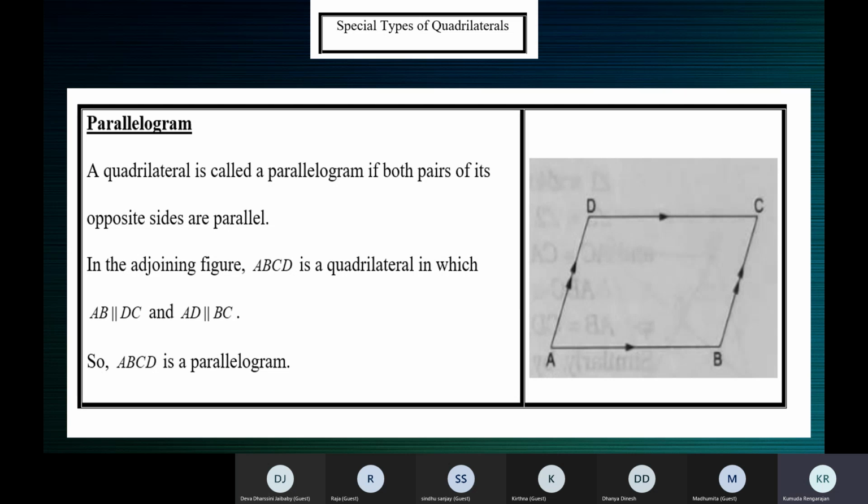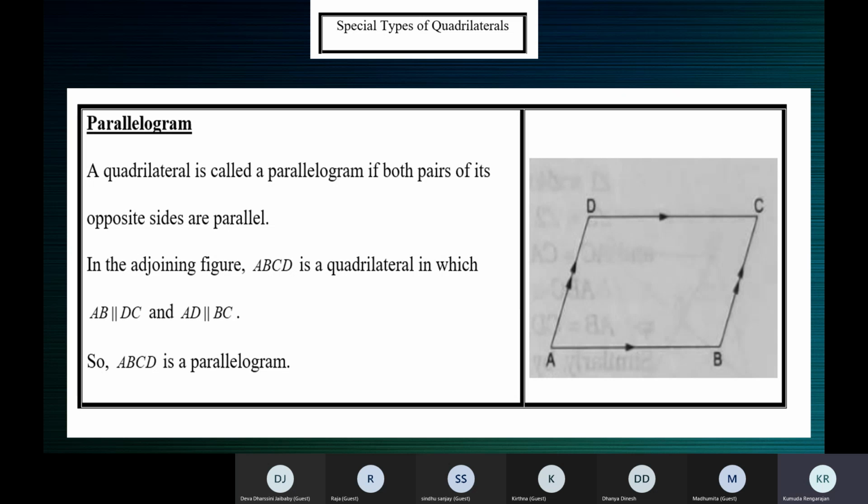When we say quadrilateral, it's simply a four-sided polygon. So if in the quadrilateral, both the pairs of opposite sides are parallel, then it is called a parallelogram. So that's what it is. A quadrilateral is called a parallelogram if both pairs of its opposite sides are parallel.